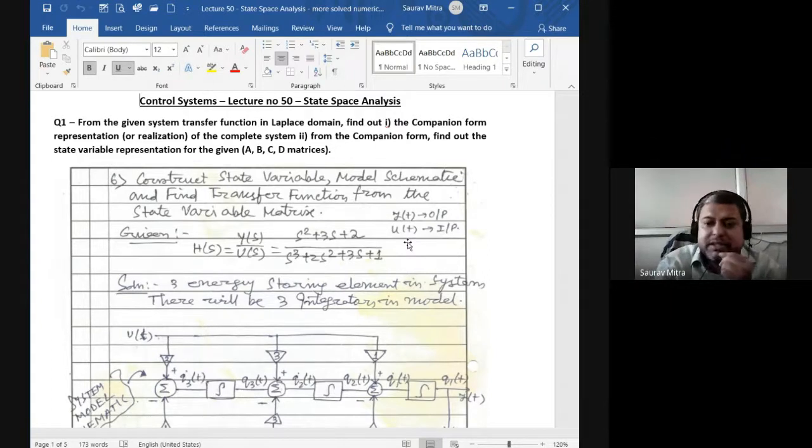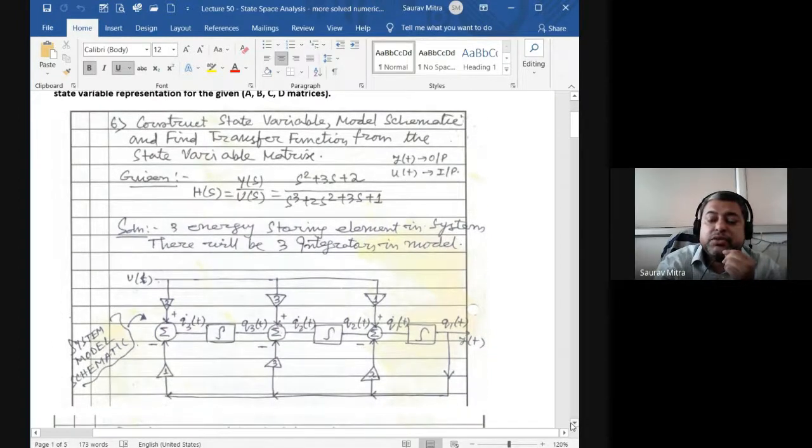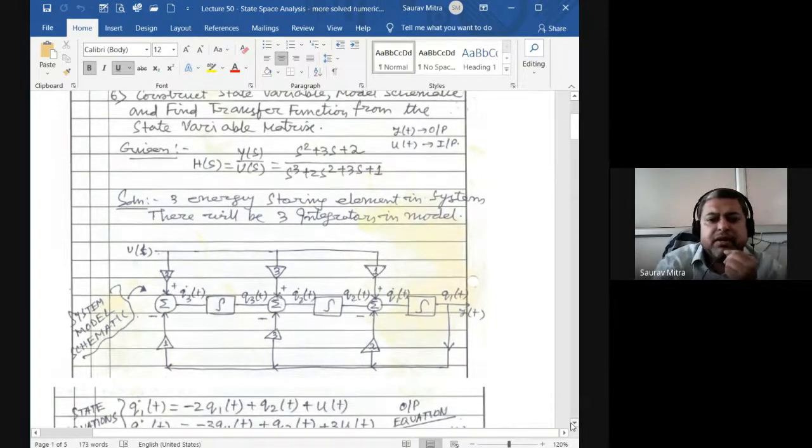There are processes: canonical form 1, canonical form 2. From this transfer function, directly you can write down ABCD matrices. So I will teach you that also. But first, let us find out the ABCD matrix through companion form, which is a more easier way to understand. So now see, how can we find the companion form?